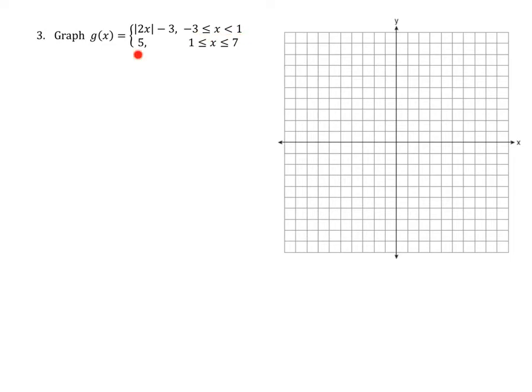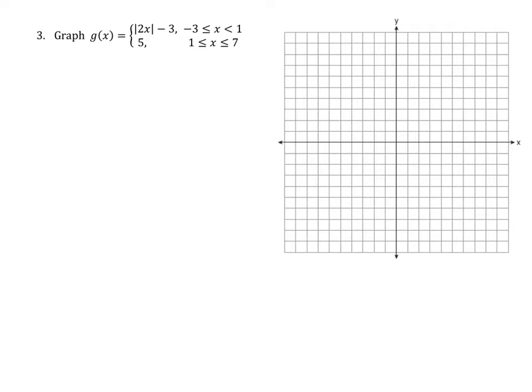And then 5 for when x is between and including 1 and 7. Okay, what you'll notice here is we don't have any open-ended intervals. What do I mean by that? Well, it's not just for all values less than 1. They have a start and a stop to both of these intervals. And that means you're not going to have arrows at all on your graph. Both of these are going to be line segments. They're going to have endings, I should say. They're not going to have arrows going on and on.